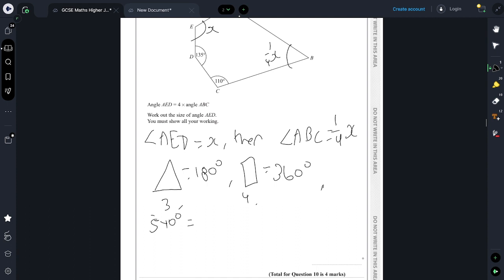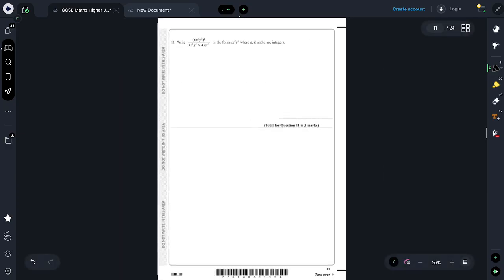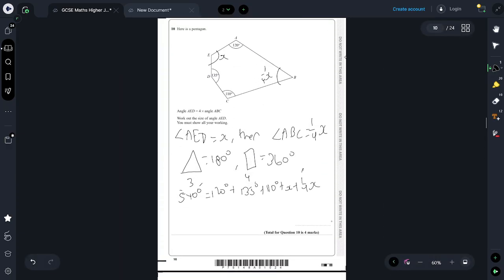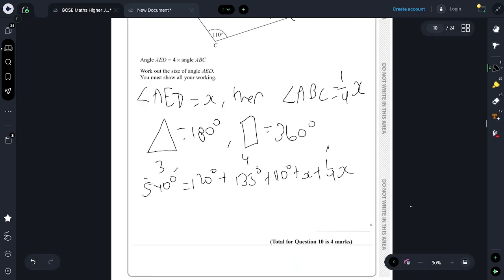I'm getting a bit sidetracked now. 540 has to be the sum of all of these. So that would have to be 120 plus 135 plus 110 plus this x here plus our quarter x. Interesting question. Okay, so now it's just solving for x.